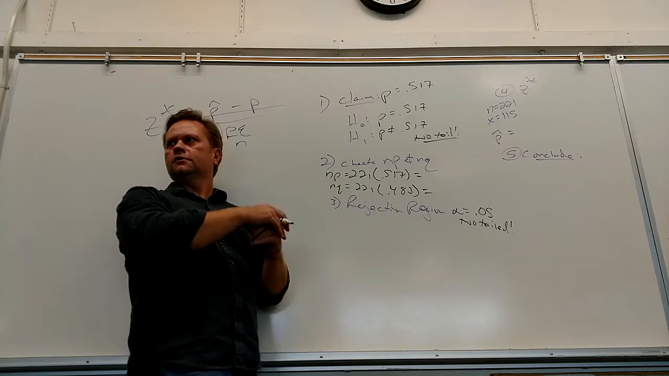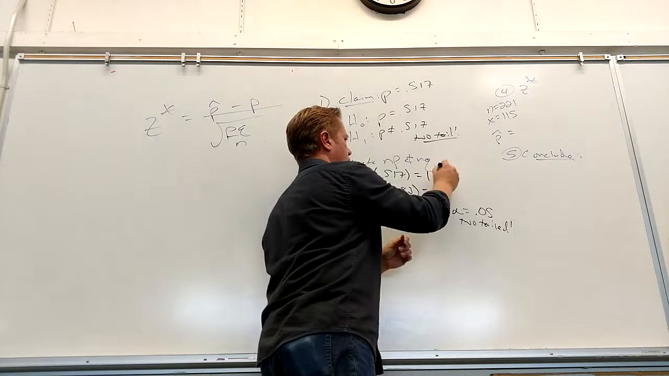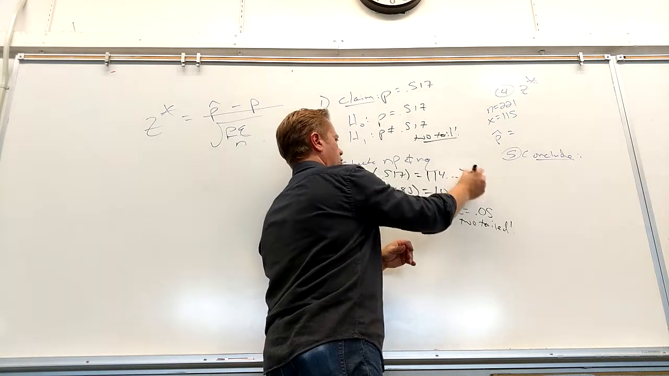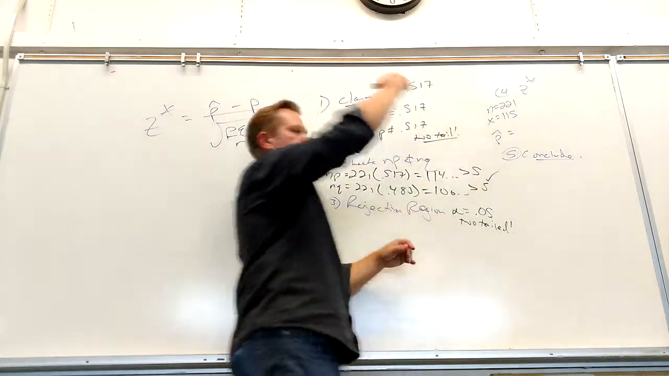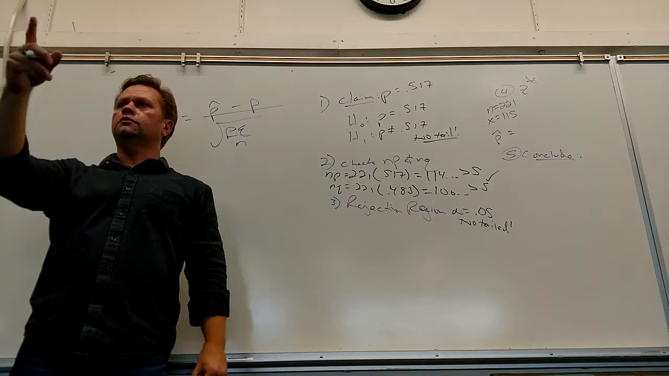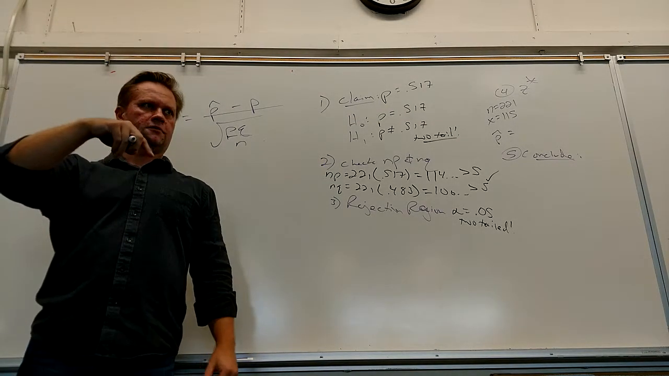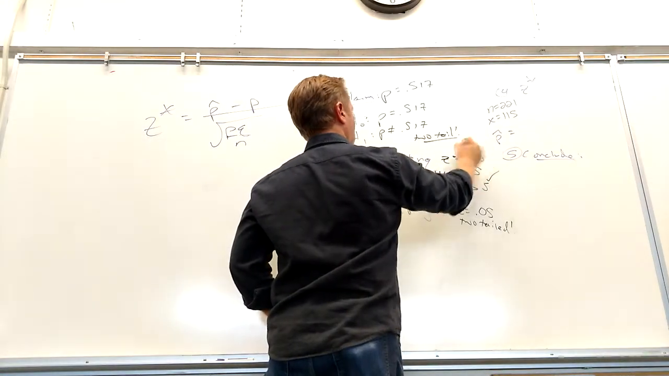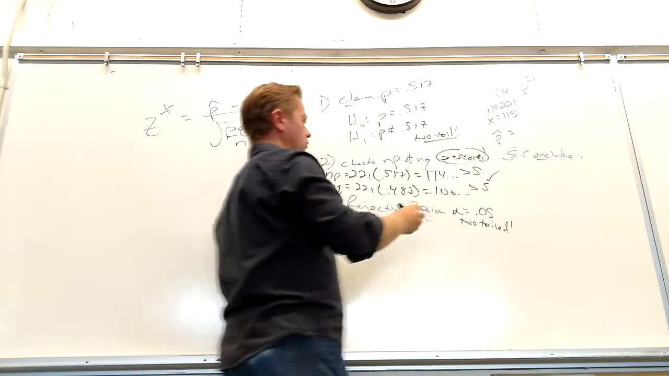114, something, blah, blah, blah. 106, blah, blah, blah. Those are both definitely bigger than 5. Check. So what does that mean? Normal enough, so then I can use z-scores. I like it. Z-scores, woohoo!